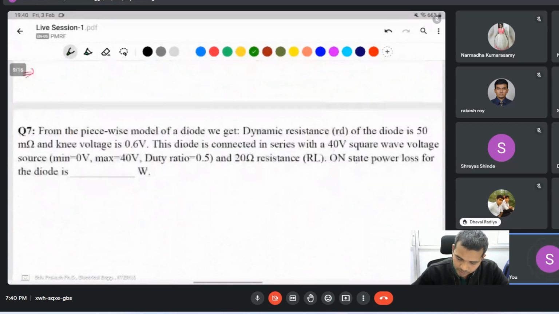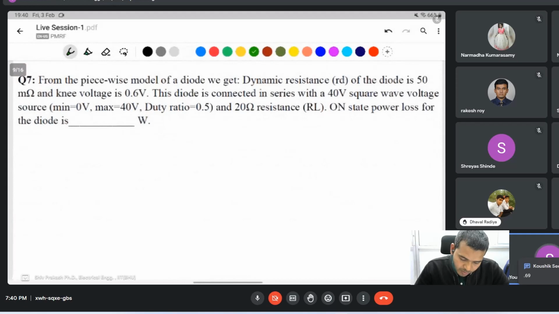Question number 7. From the piecewise model of a diode, you get a dynamic resistance of the diode of 50 milliohm, the knee voltage 0.6 volt, and this diode is connected in series with a 40 volt square wave voltage source. The duty ratio is also given here, and a 20 ohm resistance. The question is the on-state power loss of the diode.